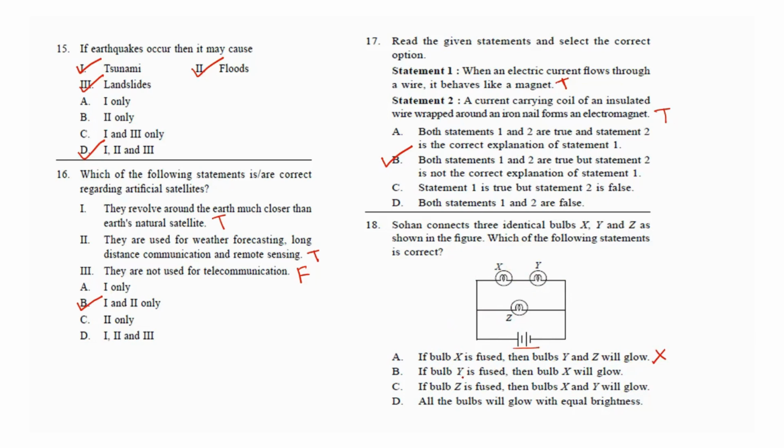The second statement says if bulb Y is fused, then bulb X will glow. The same thing. If bulb Y is fused, then X will not glow. This is also the wrong statement. The third statement says if bulb Z is fused, then bulbs X and Y will glow. Definitely, because Z has a completely separate connection. So if Z is fused, X and Y will glow. This is the correct one. All the bulbs will glow with equal brightness. No, this is also wrong. So our correct answer is option number C. Okay.